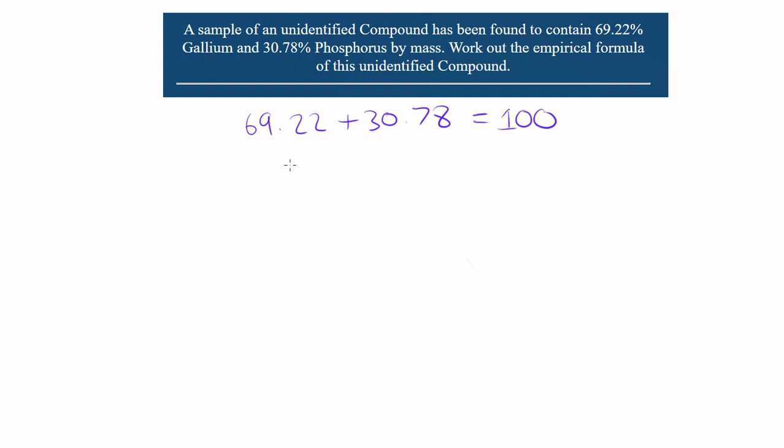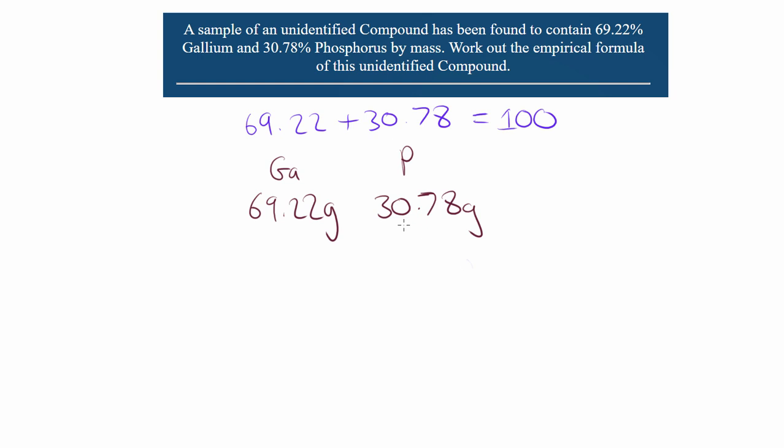And I can therefore say that the gallium, Ga, is 69.22 grams in this specific sample. And I can also make the assumption that the phosphorus, P, in this sample by mass is 30.78 grams. Okay.